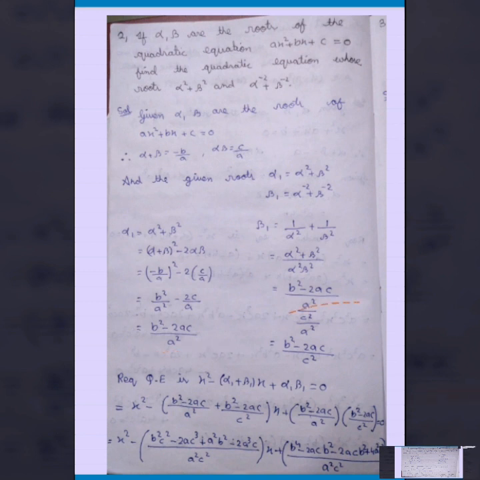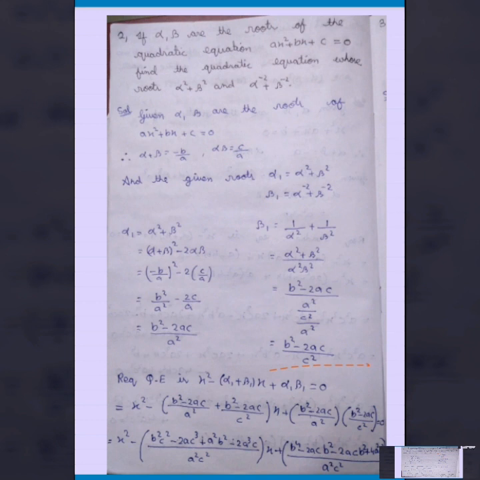So substitute that. And what is alpha square beta square? What is alpha beta? It's c by a. So alpha square beta square equal to c square by a square. So a square get cancelled. We get (b square minus 2ac) by c square.